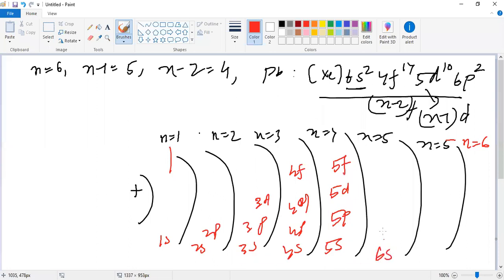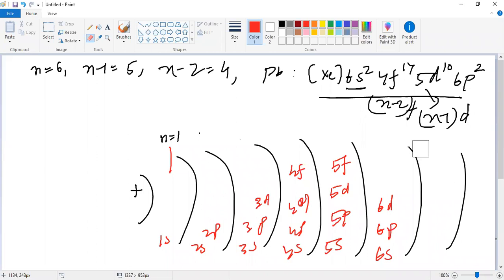And then you have 6s, 6p, 6d. That is how you can easily understand. I hope you can see what I'm writing. Dear students, can you tell me what you can see on the screen? Do you see I'm erasing something?